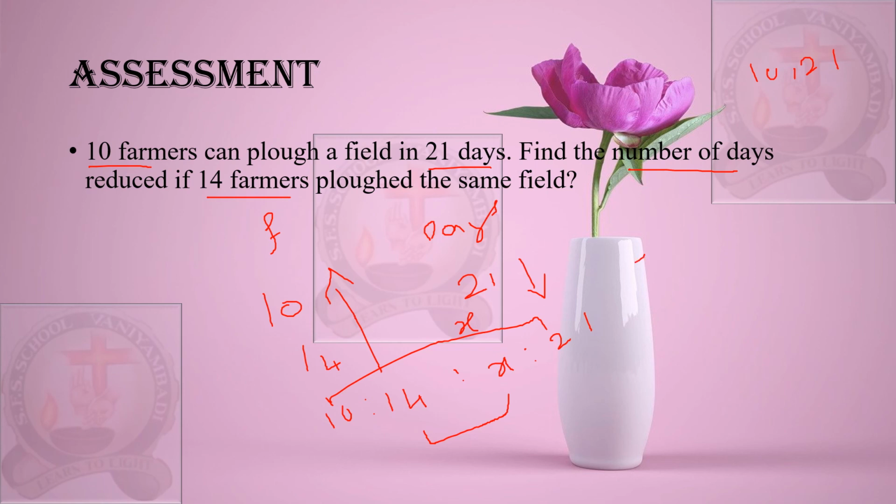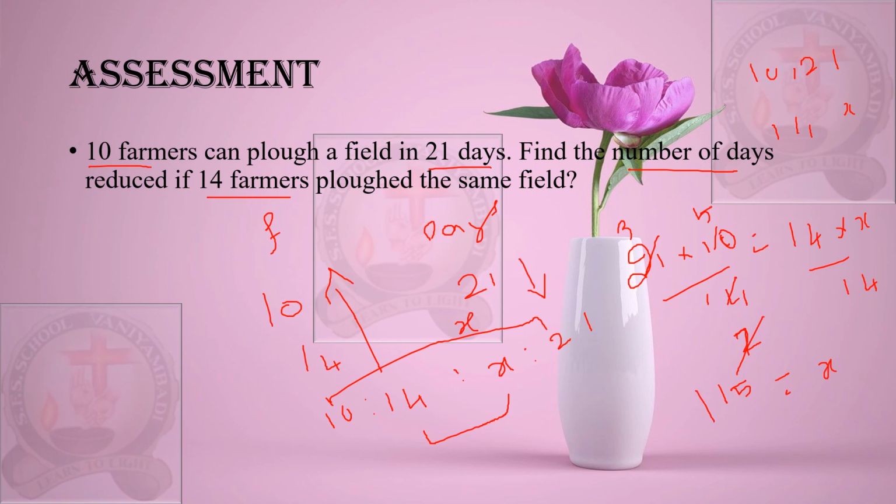Now we write 21 into 10. What are the means here? 14 and x are the means, so this equals 14 times x. Both sides divide by 14. Very simple. Now 7 twos are 14, 3 sevens are 21, and 1 two is 2, 5 twos are 10. 3 fives are 15. So the x value is 15.